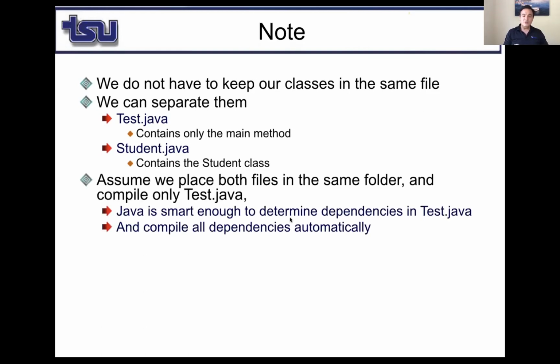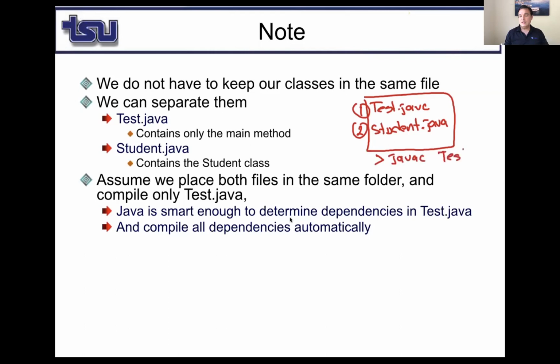Now, let's assume that we place test.java and student.java in the same folder, okay? In other words, this is my folder, and here I have test.java as one file, and the second file is student.java. They're in the same folder. And then I go ahead and compile, I say javac test.java.